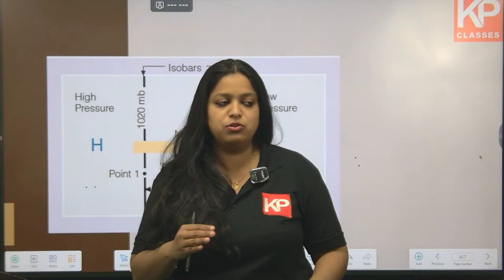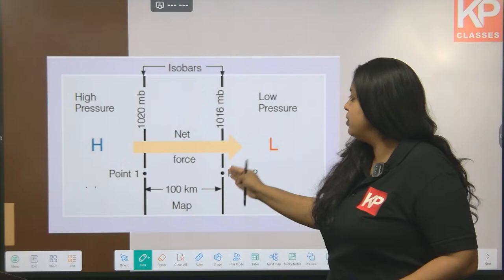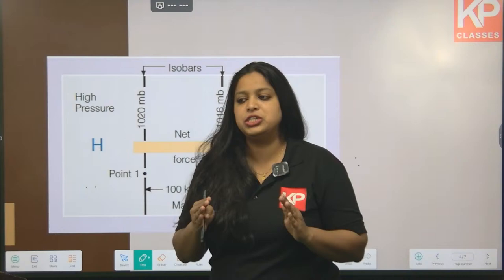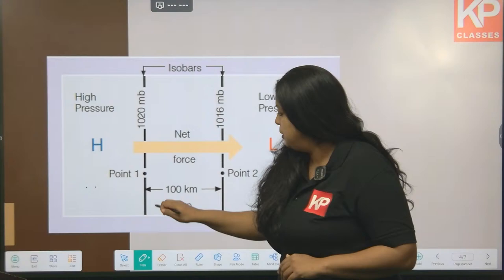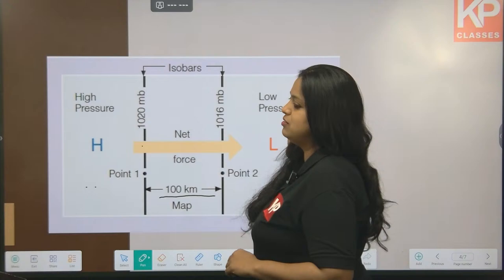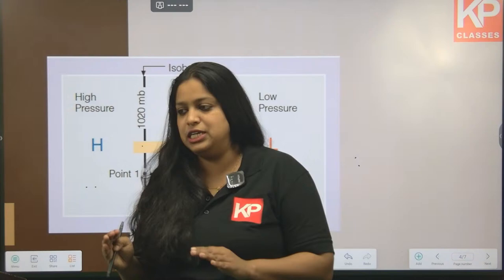Till here it is 1020 millibar. When it came over here, it is 1016 millibar. So there is a change in the pressure gradient happening over here. If I compute the amount of pressure change that occurs over this given distance, here the distance is 100 kilometers. Between these 100 kilometers, the pressure difference is 1020 minus 1016, that is 4 millibar.